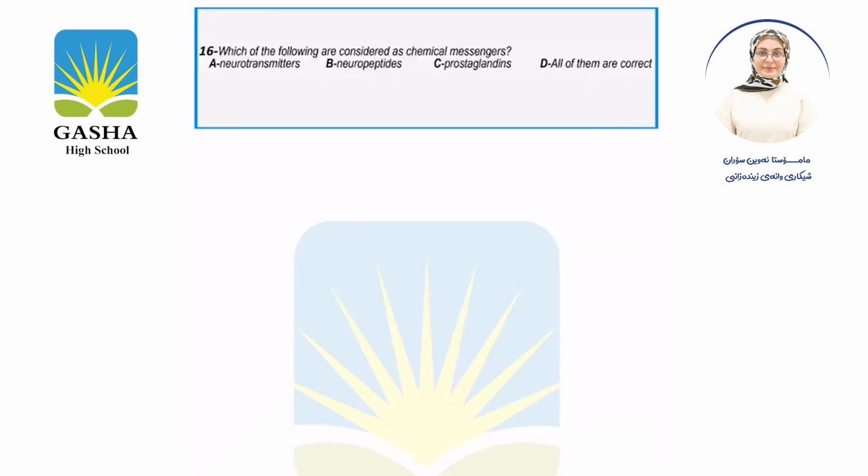Question 16. Which of the following are considered as chemical messenger? A, neurotransmitters, B, neuropeptides, and C, prostaglandins, and D, all of them are correct. Actually, A, B, C, all of them are chemical messengers. So we will choose D, all of them are correct. So the most true answer is D.